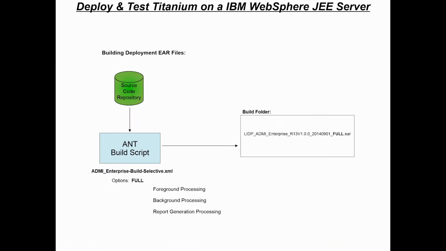The next diagram I would like to show you is how we build our deployment EAR files. The deployment EAR file will then be used to deploy to the application server. We have an Ant build script that reads from our source code repository and then compiles all the source code into class files. The class files, along with the build XML files, are then placed into the Titanium Enterprise full EAR file. The full EAR file includes processing for foreground, background, and report generation.